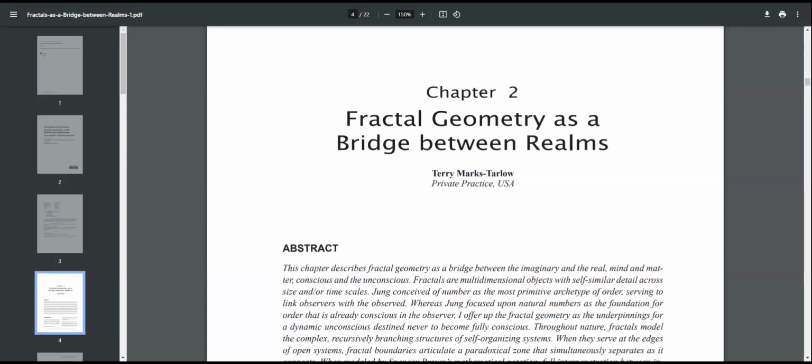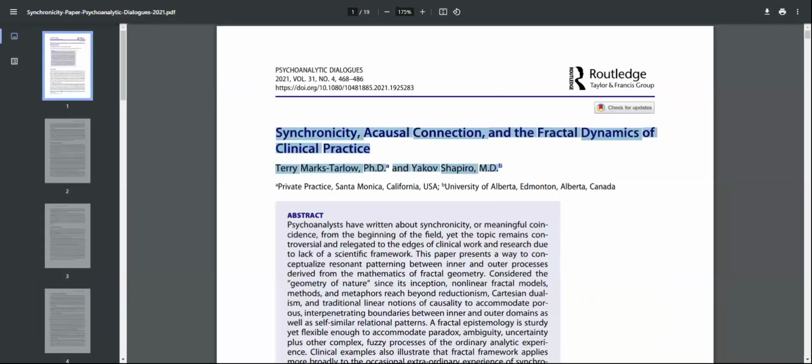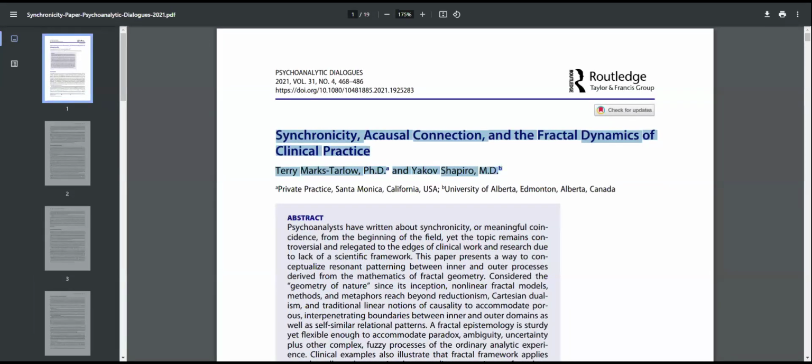I will there end the reading of fractal geometry as a bridge between realms, and I will now start with synchronicity, acausal connection, and the fractal dynamics of clinical practice.